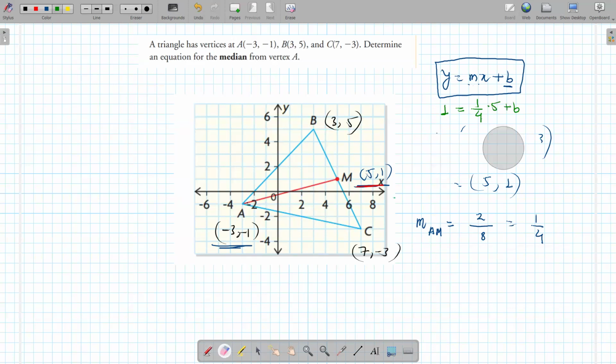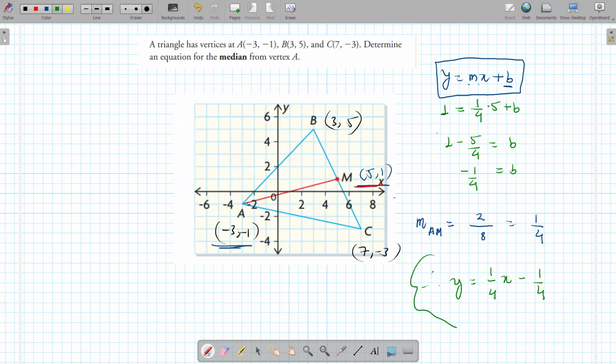This is to find the y-intercept, because the question's asking us for the straight line equation. You need m and b. So this will be -1/4, and that's our y-intercept. Therefore, the final answer, the median that connects A to M is, sorry, the slope is positive, +1/4x, but the y-intercept is -1/4. And there we go. That's the line of the median that connects A to M.